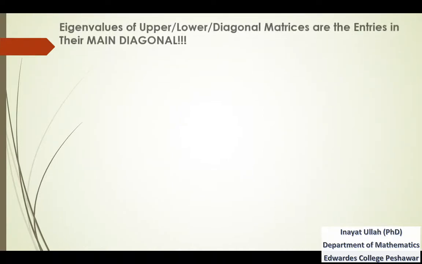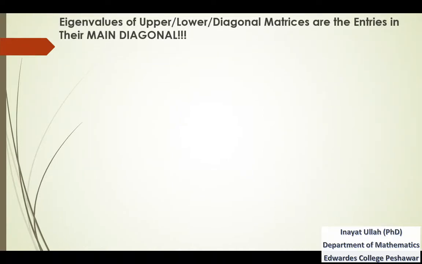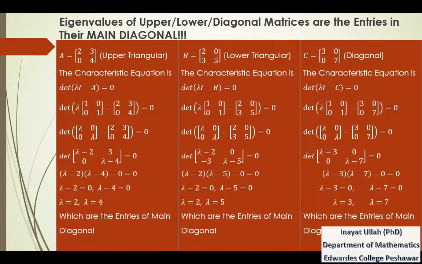In this slide, how could we find the eigenvalues of upper, lower and diagonal matrices? What is an upper triangular matrix, or a lower triangular matrix, or a diagonal matrix? Let us take examples here. That is a square matrix in which this is the main diagonal of this square matrix.